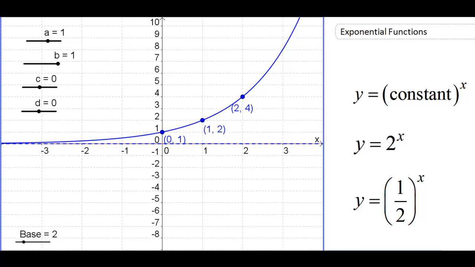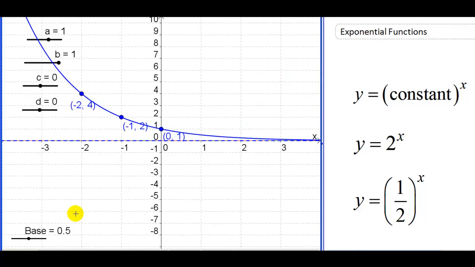So let me switch to my other applet, and here I have the base is 0.5 or 1/2, which is this graph over here. And when the base lies between 0 and 1, notice the shape of the graph. Instead of increasing, it is decreasing. But it still goes through the key point (0, 1). And it still has a horizontal asymptote of y equals 0.